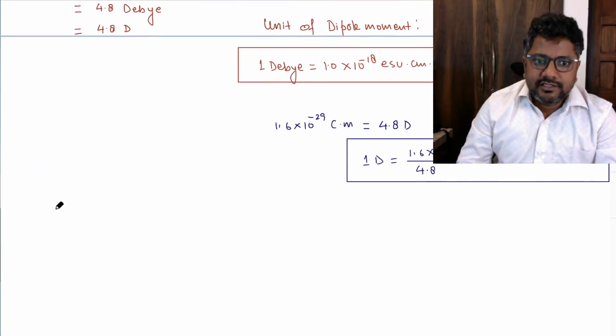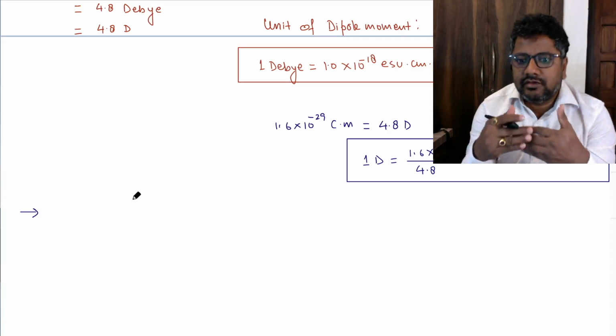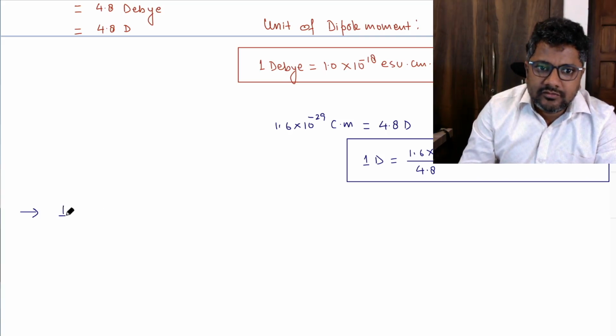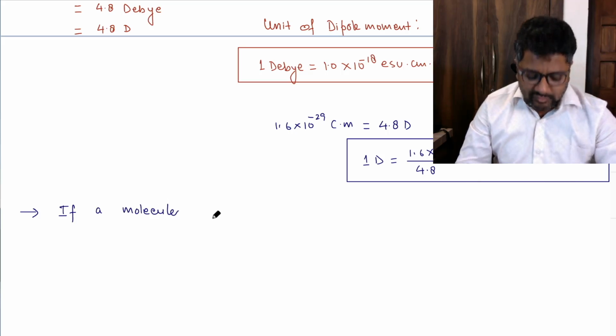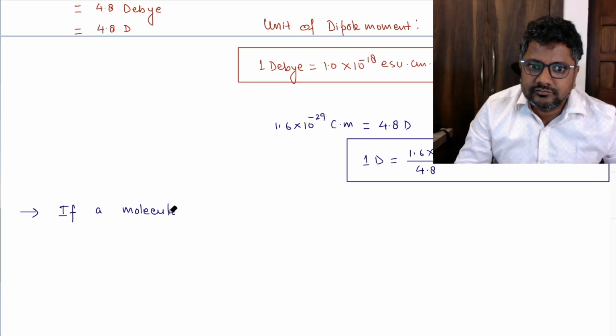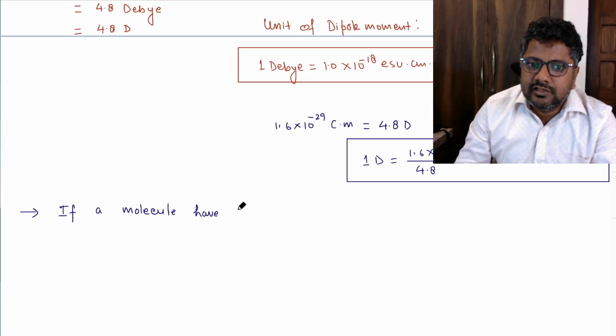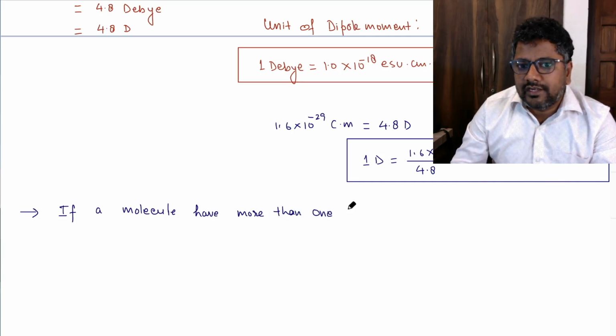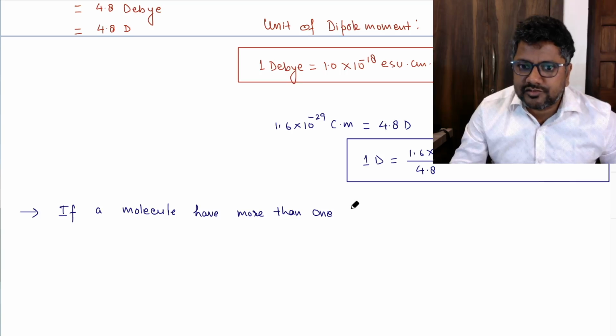See, suppose in any molecule more than one polar bond is present, if a molecule has more than one covalent bond or more than one polar bonds.